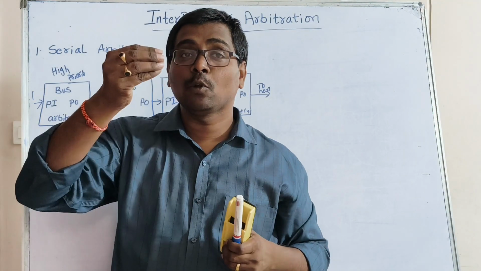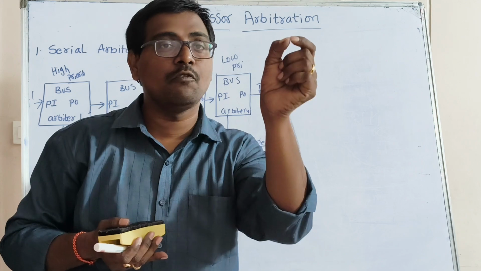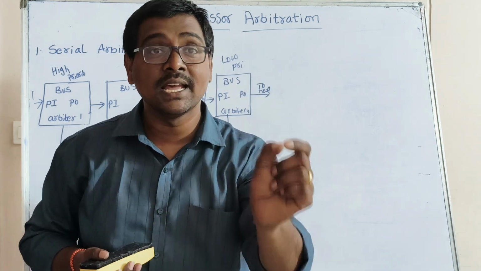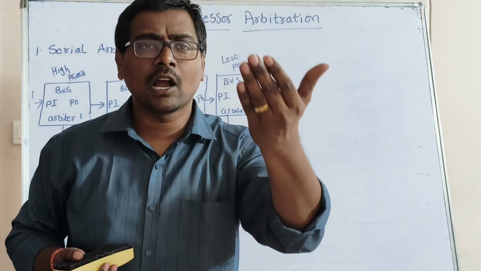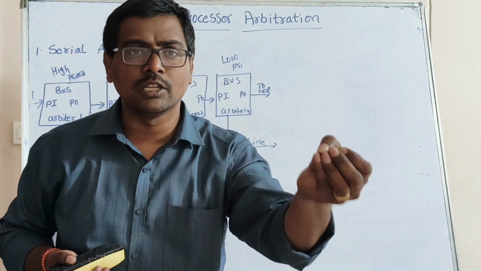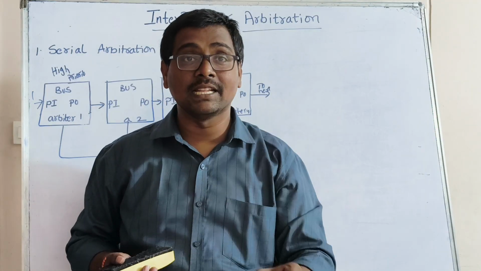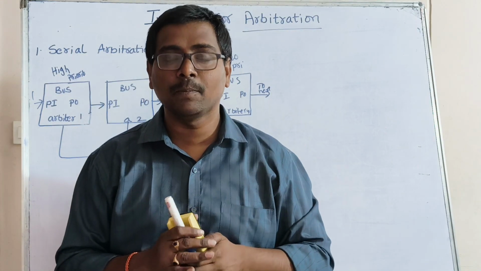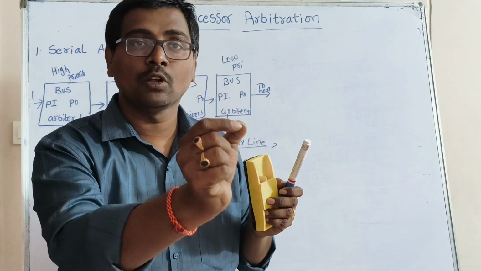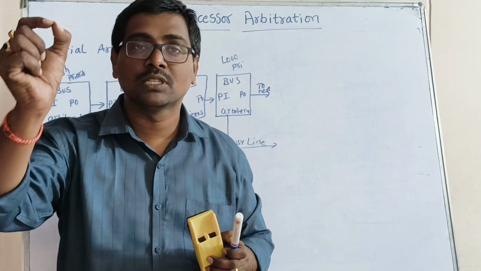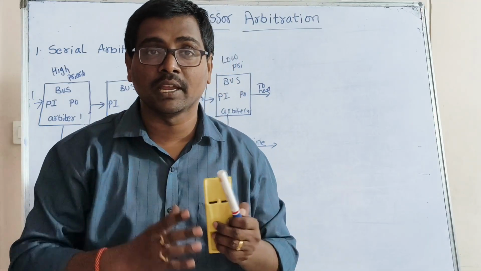So this interprocess arbitration resolves the situation where multiple processors request a common resource, that is either a common bus or a shared resource, at the same time. That conflict is resolved by using interprocess arbitration. It means only one processor at a time can use the common resource. There are different arbitration techniques.